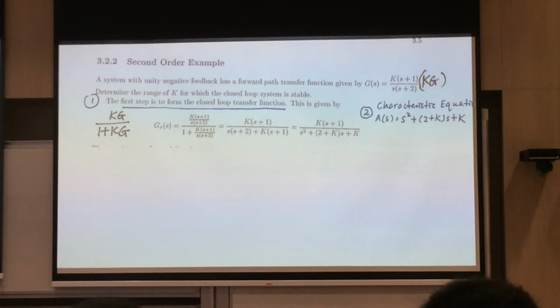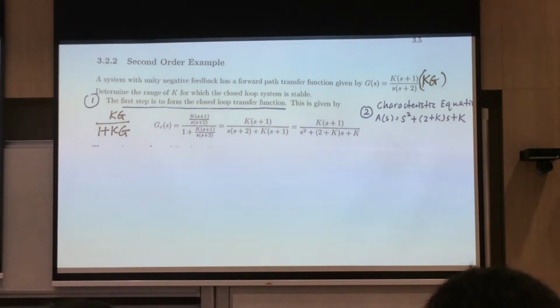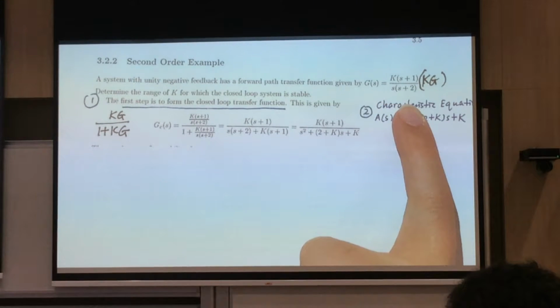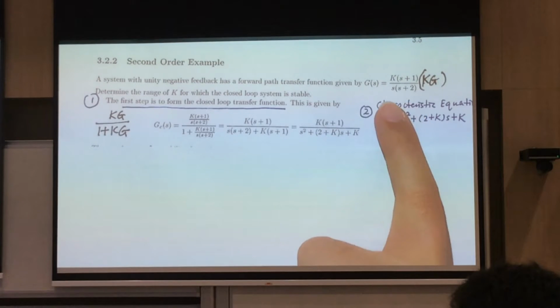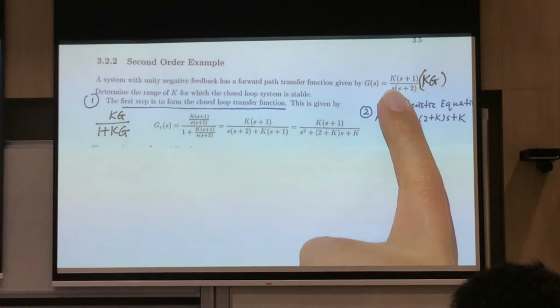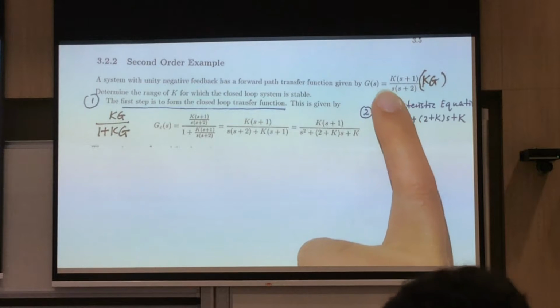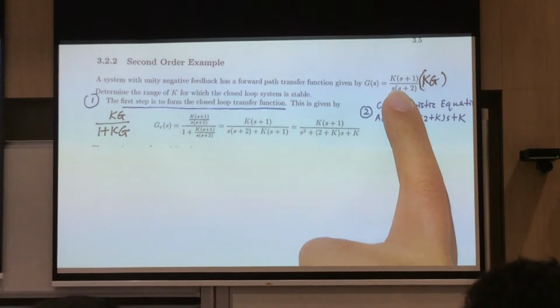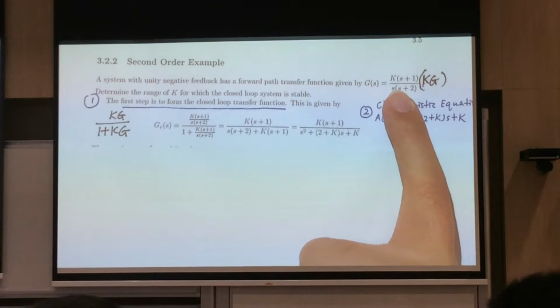A system with unity negative feedback has a forward path transfer function given by G equals this. This is not just G. There's a controller transfer function, and the controller is a proportional gain controller K. K is just a real number. K could be 1, 2, 3, 4, 5, 6, 7, 8, 9, 10. Nobody knows what K is.